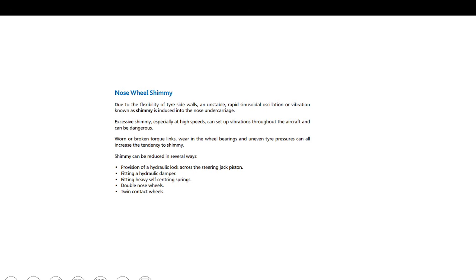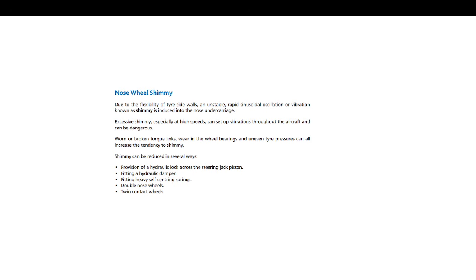Nose wheel shimmy. Due to flexibility of tire side walls and unstable rapid sinusoidal oscillations or vibrations known as shimmy is induced into the nose undercarriage. Excessive shimmy, especially at high speeds, can set up vibrations throughout the aircraft and can be dangerous. Worn or broken torque links, wear in the wheel bearing and uneven tire pressures can all increase the tendency to shimmy.